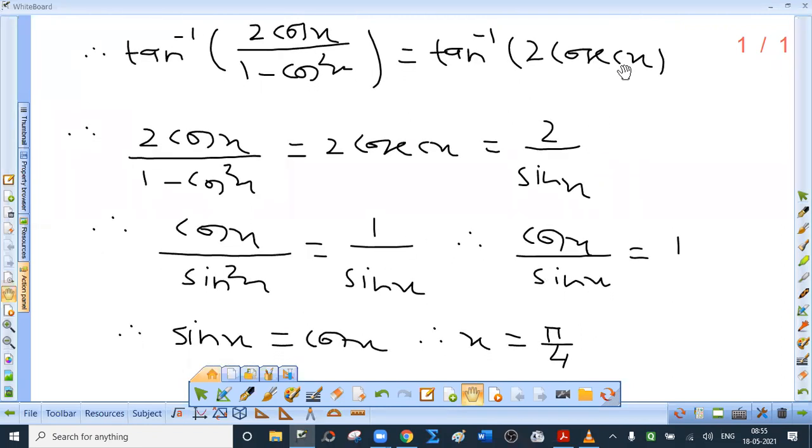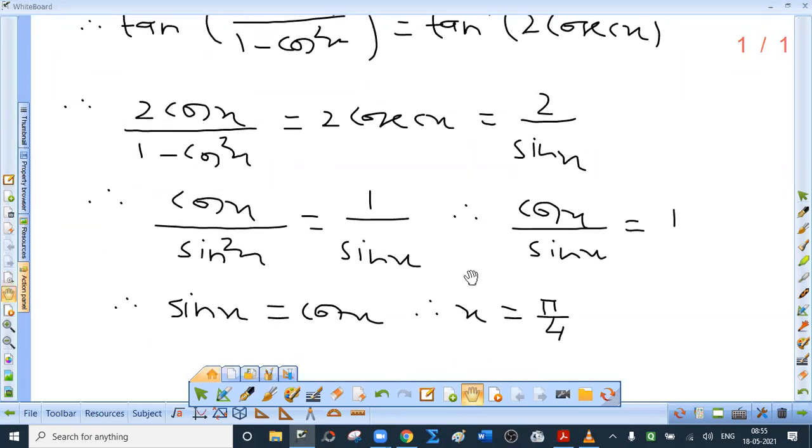Now 1 minus cos square is sin square. As cosec is defined, sin is definitely not equal to 0. So I can cancel sin x to get sin x equal to cos x. So x is nothing but pi by 4.